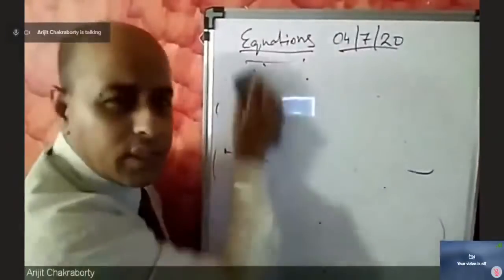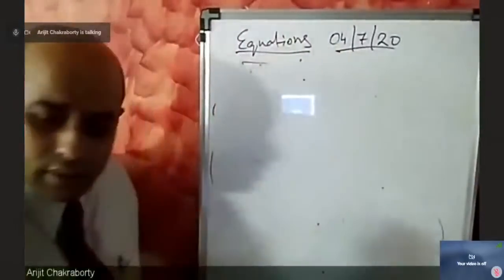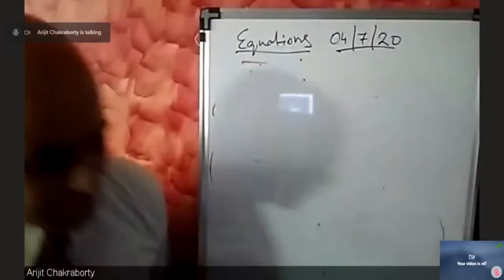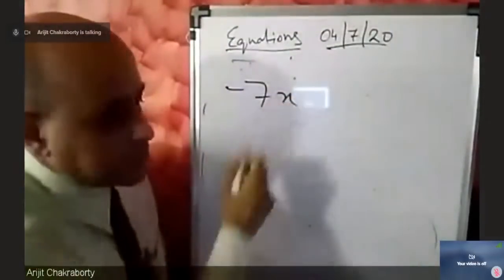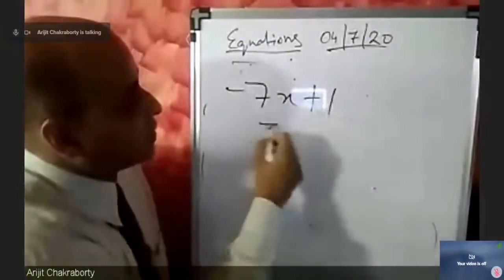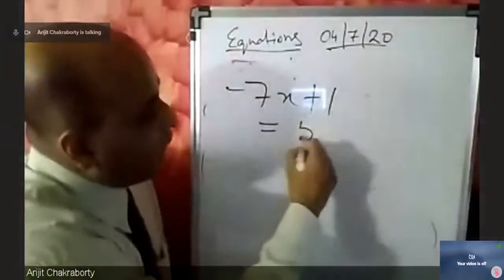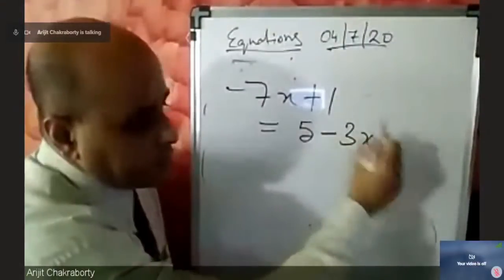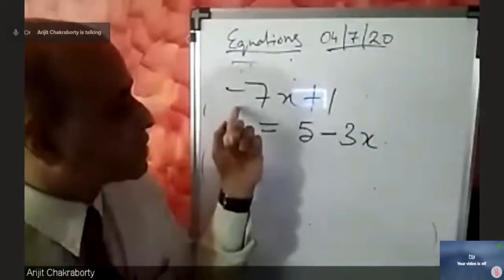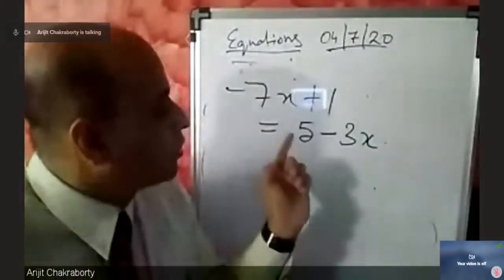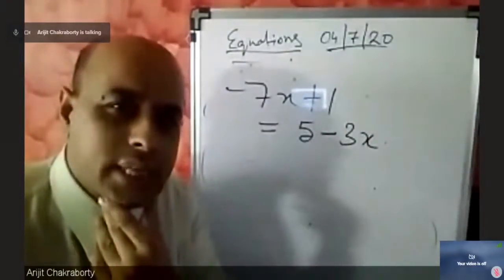So please try to do this example with me. Let us solve it. Minus 7x plus 1 is equal to 5 minus 3x. So let us try to solve this. Minus 7x plus 1 is equal to 5 minus 3x.